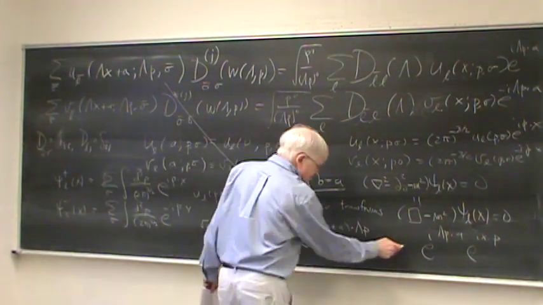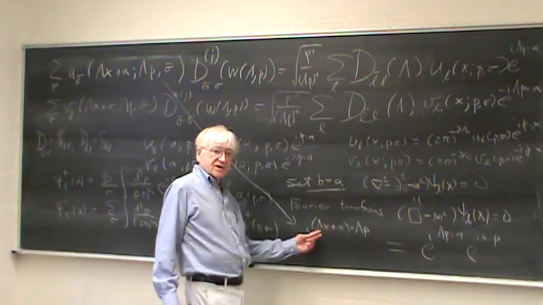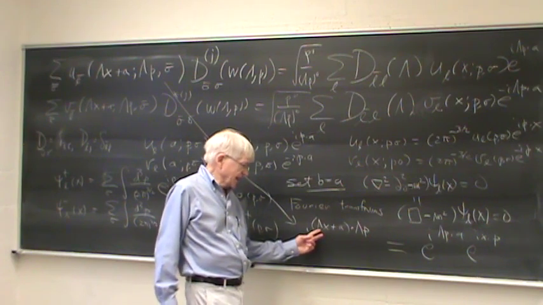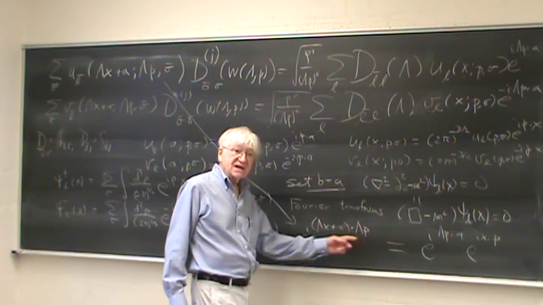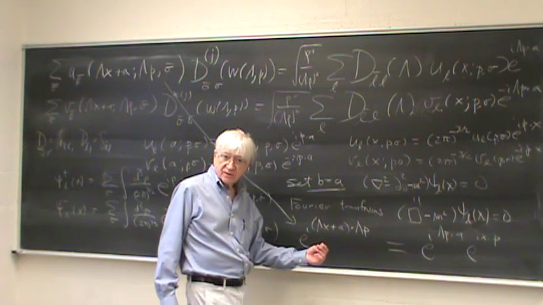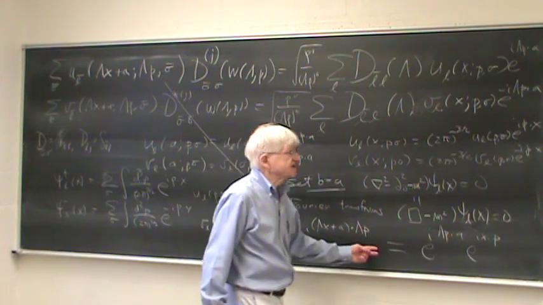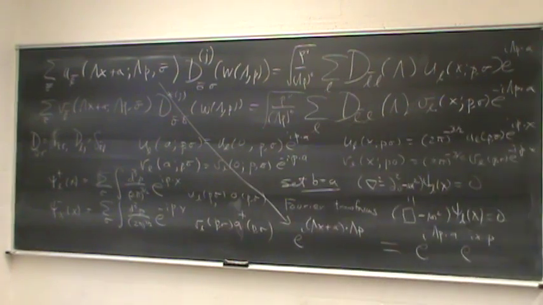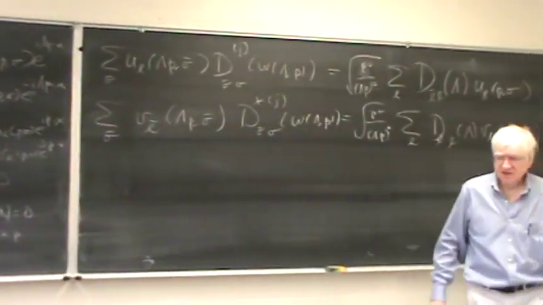This still works because these are equal. Why are these equal? Because under a Lorentz transformation, lambda x dot lambda p is the same as x dot p. So those terms all cancel on both sides and they go away. So that was a good question.